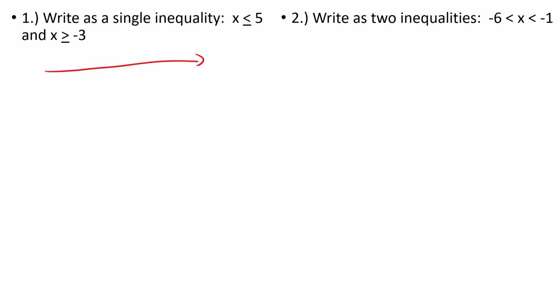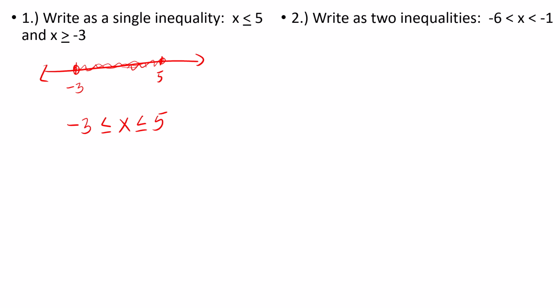It might help for you to picture it. So we have the 5 and we have the -3, and we know that x has to be less than or equal to the 5, which means we're going to be going in that direction, and it must be greater than or equal to the -3, which means we're going to be going in that direction, and that can give us maybe a visual to help us see what the single inequality would look like. And it would be -3 is less than or equal to x is less than or equal to 5.